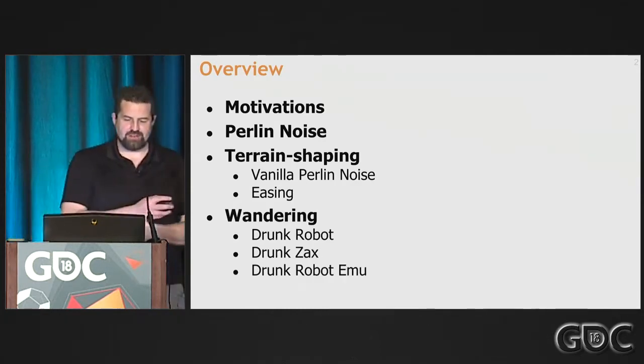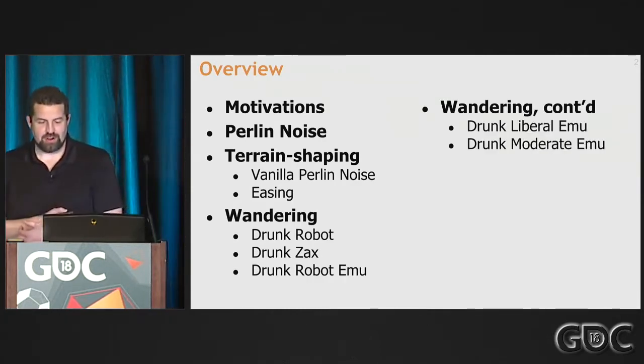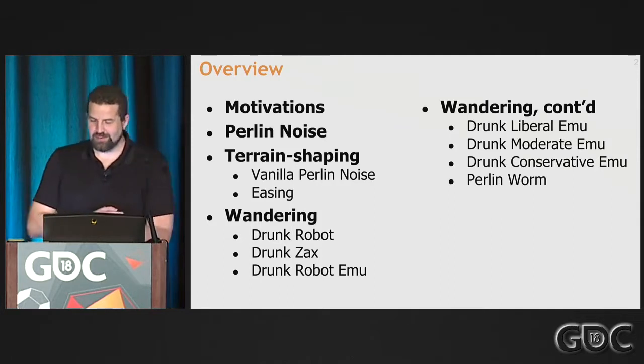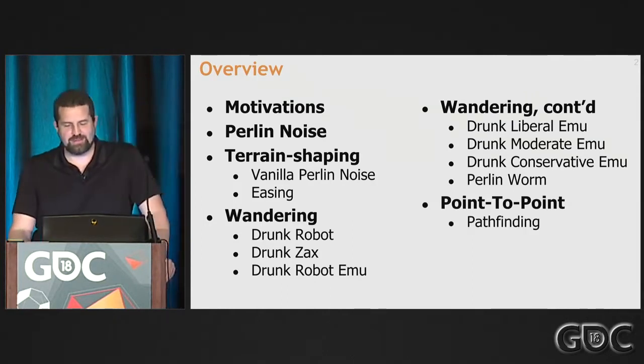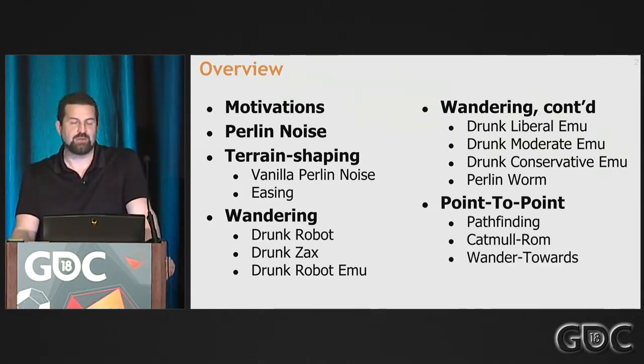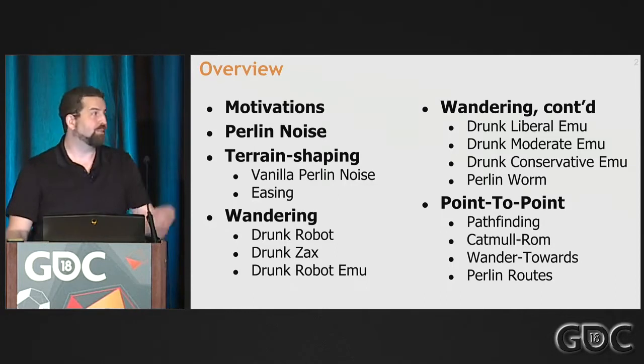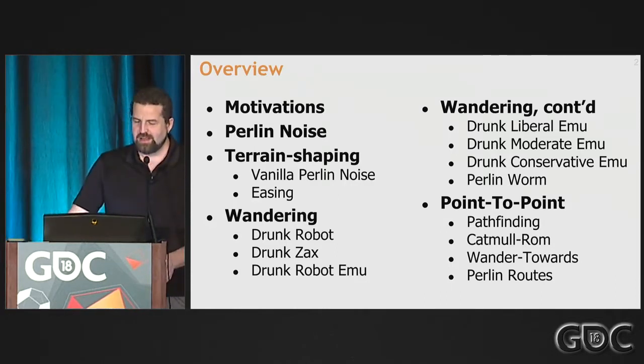We'll look at drunk robot, drunk Zax, drunk robot emu, drunk liberal emu, moderate conservative emu, and Perlin worm. Who's drunk? We're going to look at point-to-point methods like pathfinding, but also splining and wander towards, and what I call Perlin routes, which I think are awesome.